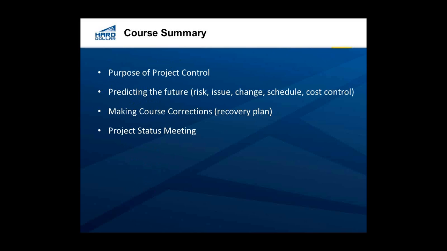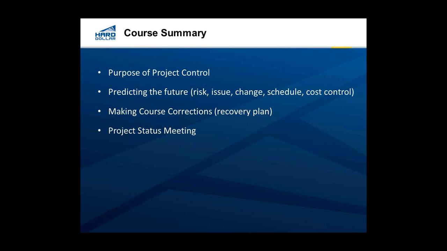All right, so that being said, just to sum up what we've covered so far: we've looked at why we are doing this, why project control is so important, to keep us on course so that we don't end up in a disaster zone. Second, predicting the future, that's how we do it. We control these elements, risk, issues, changes, schedule, cost, to be able to take our best prediction of how things are going to end up. We're going to make course corrections as needed using our recovery plan, and we're going to monitor all this by good, consistent project status meetings.